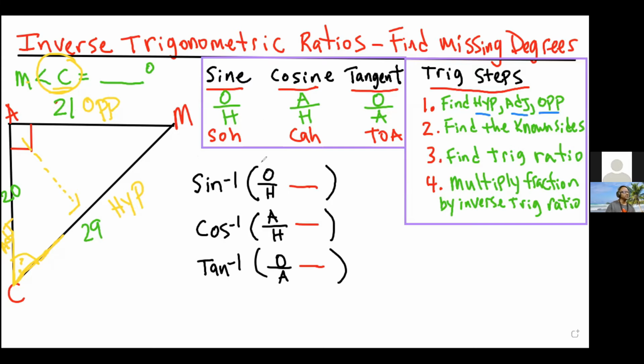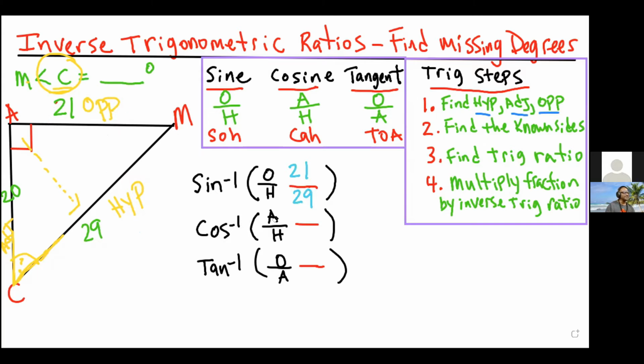The first thing we want to do is sine inverse, which is O over H. Well, what is O over H? Let's do that one first. O is 21 and H is 29. So we put 21 on the top, which is our numerator, and 29 on the bottom. Okay, now let's go to the next one.